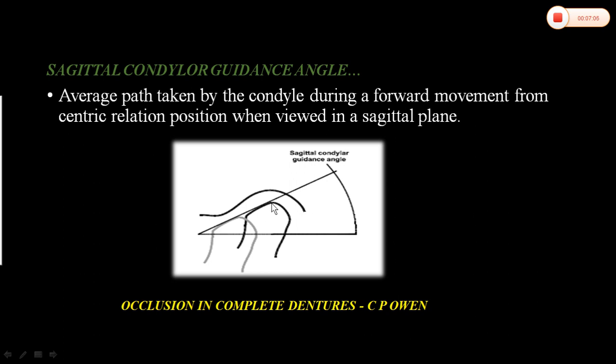As the patient opens the mouth, the condyles will translate or move forward. When it is moving forward, it forms an angle along the sagittal plane. The angle formed by the movement of the condyle to the sagittal plane gives the sagittal condylar guidance angle. This angle is important to arrange our teeth in balanced occlusion.